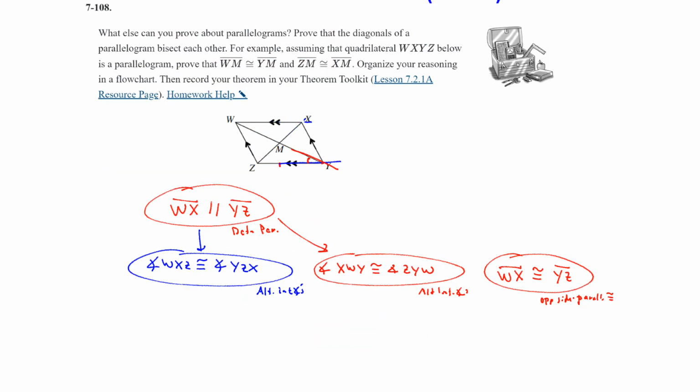All right, I went ahead and moved that one fact bubble down a little bit there, but now what you'll notice is we have this angle and this angle congruent. We have this angle and this angle congruent. And then we also have the side lengths, the opposite sides congruent. So by angle side angle, we're able to prove that the triangles are congruent. So we're going to prove that right now. So that would be triangle WMX is congruent to triangle YMZ. And that's by angle side angle congruency.